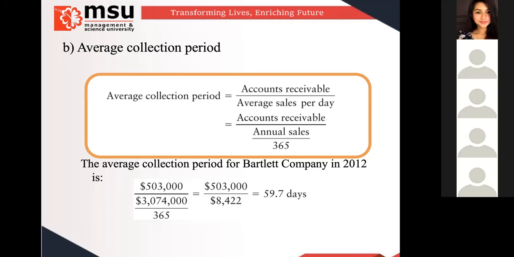So how do we know how effectively the company is collecting cash? We calculate it using the formula of account receivable divided by average sales per day. Average sales per day is the annual sales divided by 365, because we want to see the average per day.